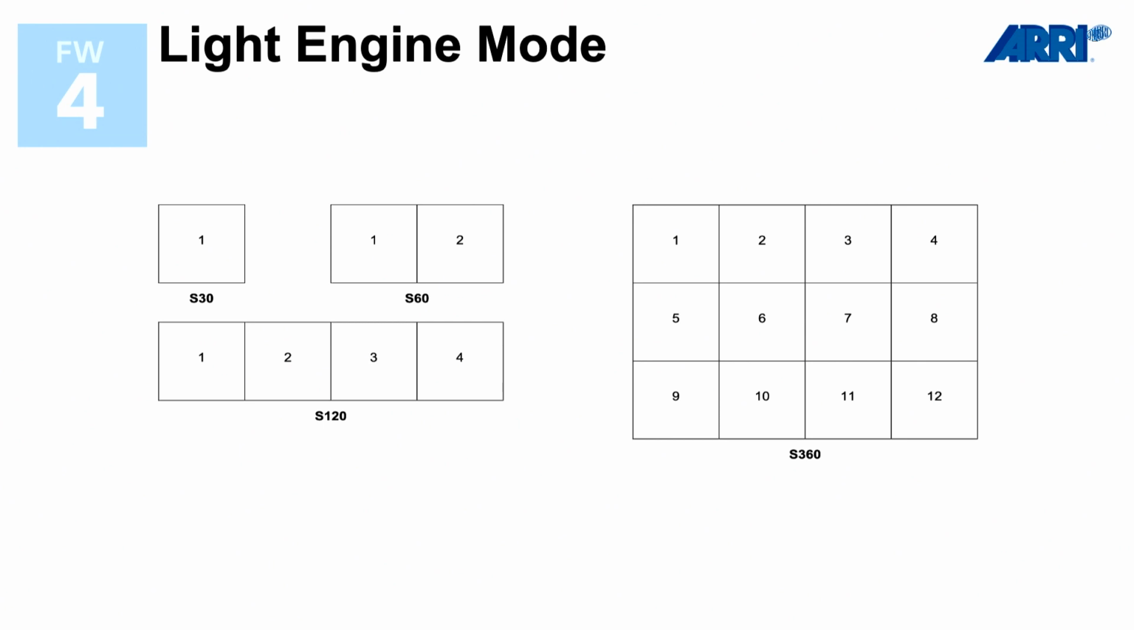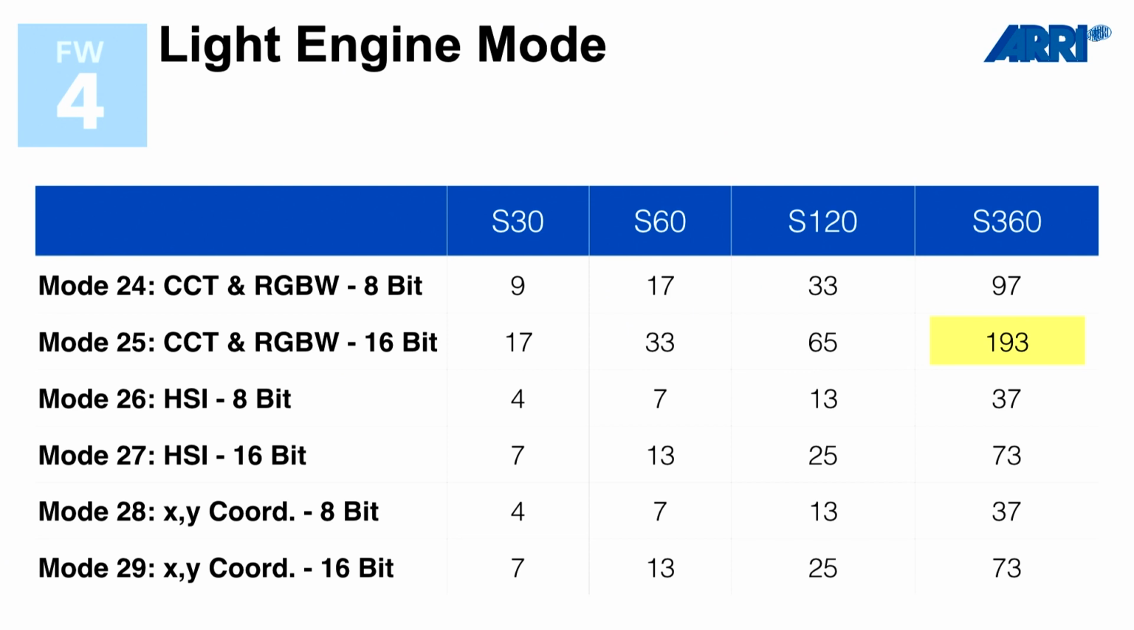Just to tell the story until the end, SkyPanel provides a few kinds of light engine modes. They are the CCT and RGBW. CCT is a white light section in the SkyPanel, and the RGBW is a color section, so red, green, blue, white. In addition, there is the HSI, which stands for hue, saturation, intensity.